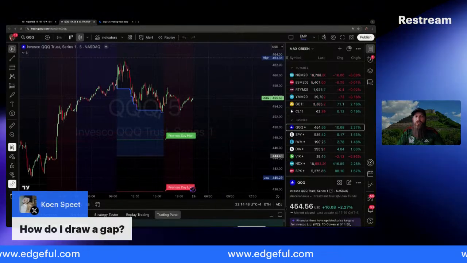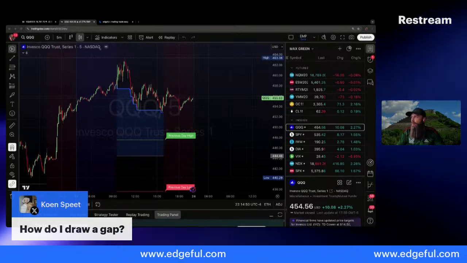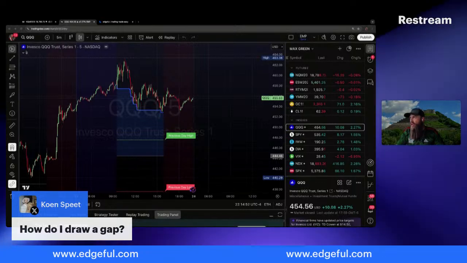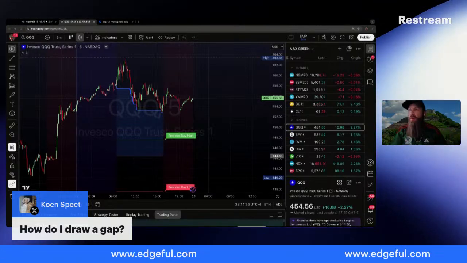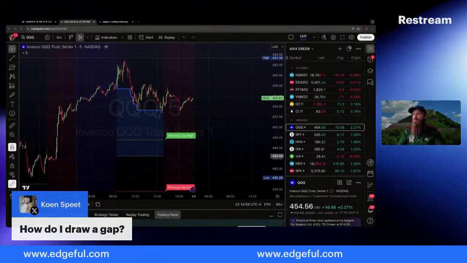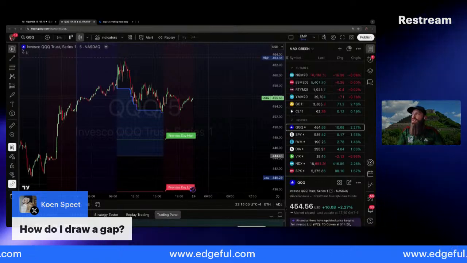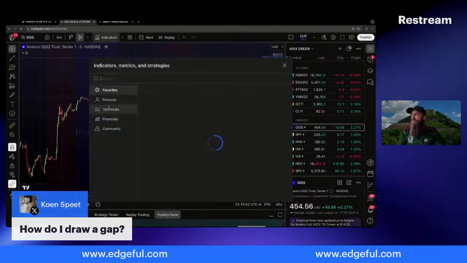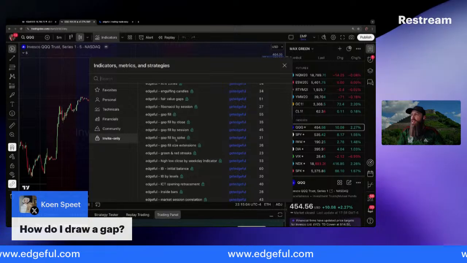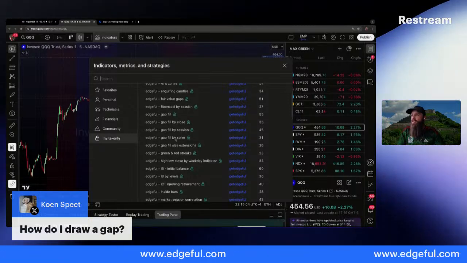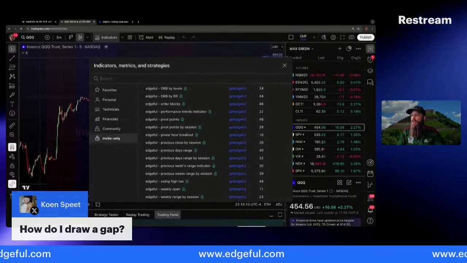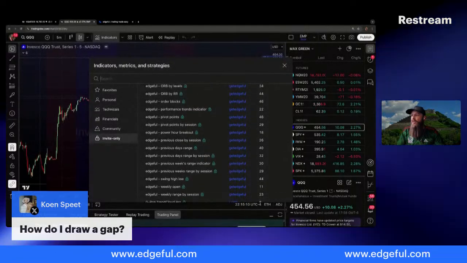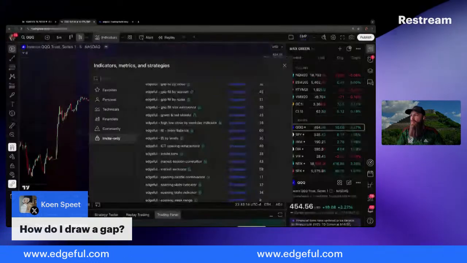All right, great question right here. How do I draw a gap? Okay, so if you sign up for Edgeful, which that's where you're going to get all this data from. I don't know anybody else that provides this type of data service. Edgeful's indicators are all included. So if I go to indicators here, look at all these indicators from Edgeful. All of these are included. Every one of these, you'll get access to these. There's a lot of them. They add so many more all the time.